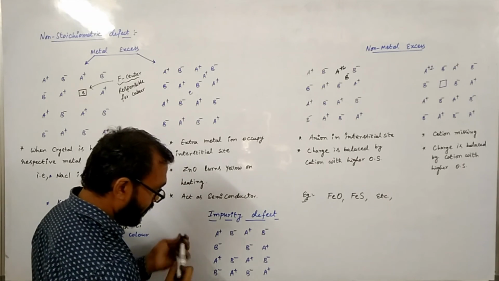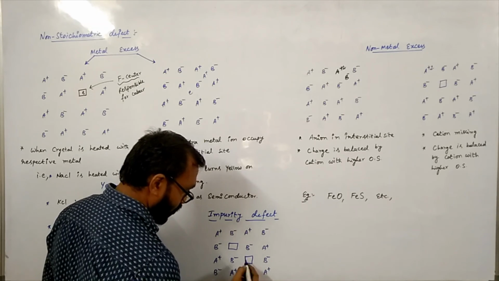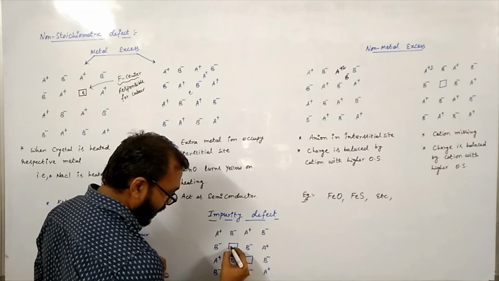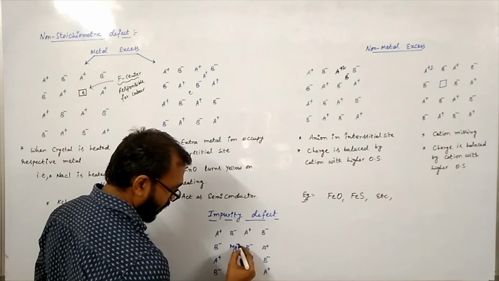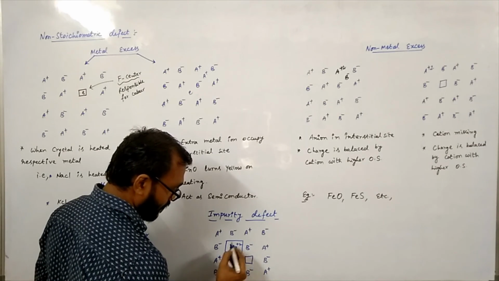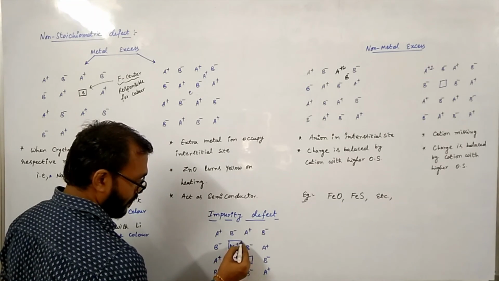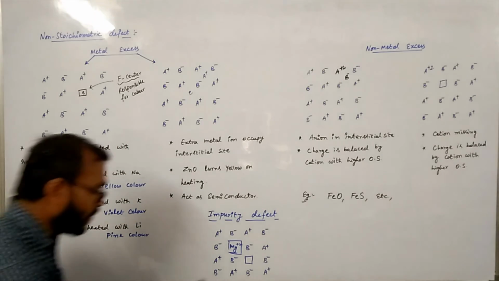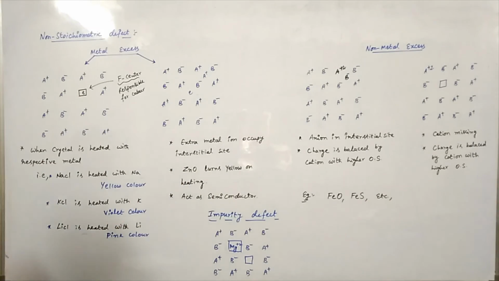See this. Here A plus is missing. Here also A plus is missing. So I have removed two A plus ions. Instead of these A plus, if I place another metal, for example magnesium plus 2, then what is the overall charge now? Overall charge is the same, electrically neutral, but the charge was balanced by an impurity metal ion, right? Then we call it impurity defect, right?